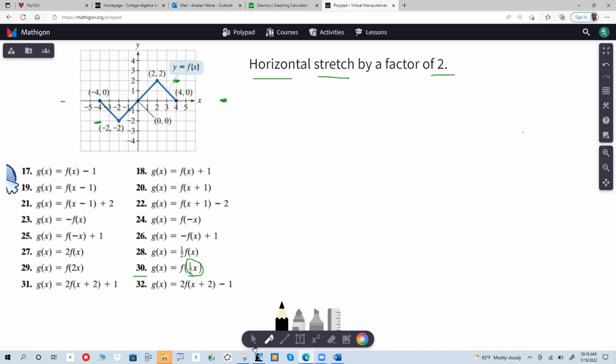Everything on the y-axis will be fine. And this is known as a horizontal stretch. It pushes everything away from the y-axis. Everything on the y-axis stays where it is. And there's only one point in this picture.